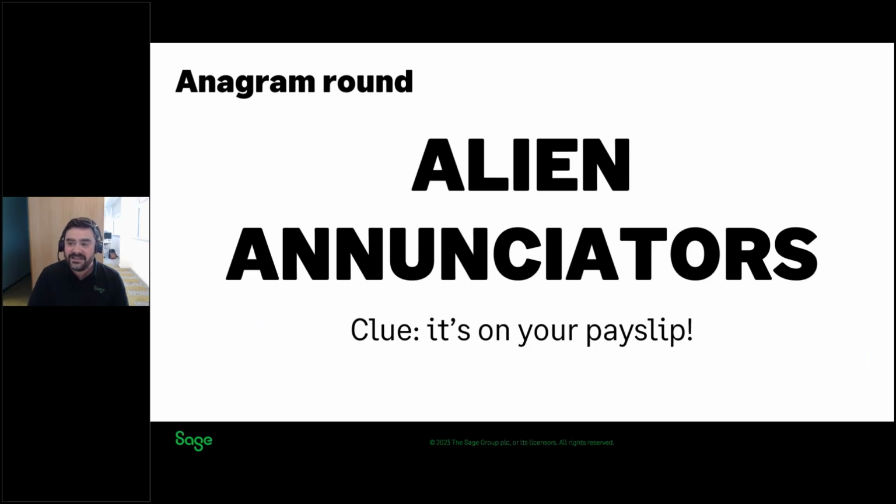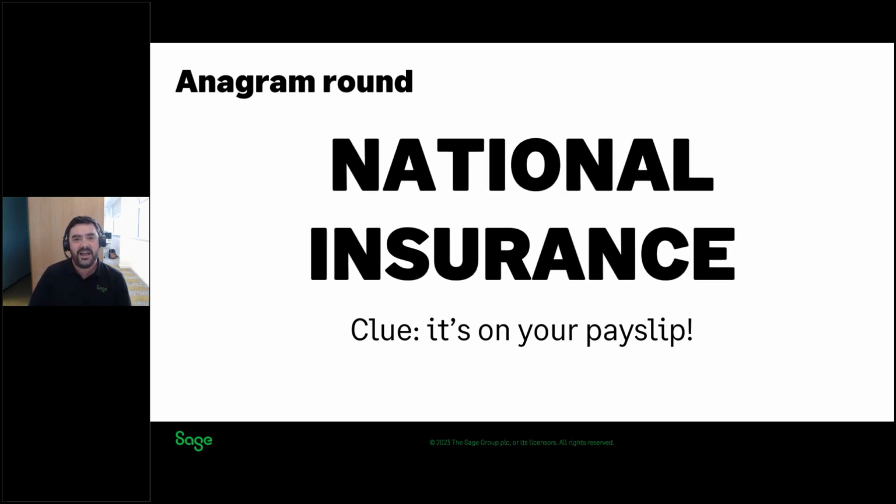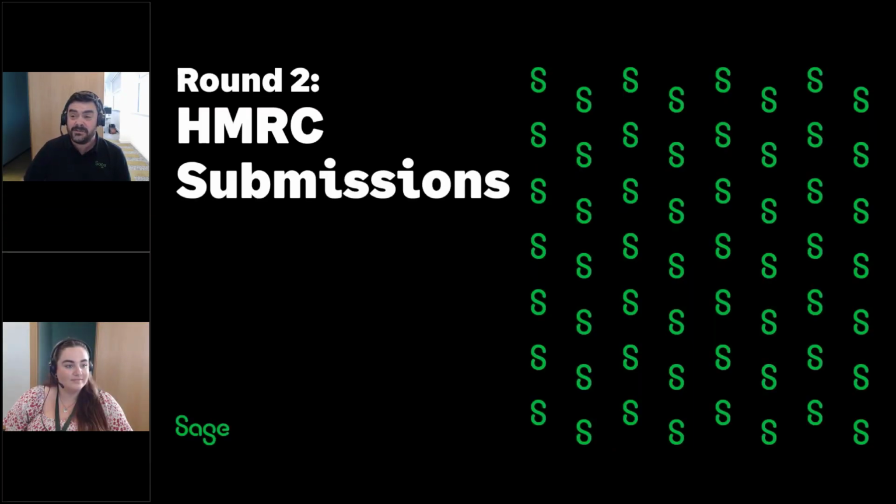Before we go back to Alice, let's have a look at the anagram. Did anyone get this? I don't know if we've had any answers in the chat. Nope. I'll put you out of your misery. Alien enunciators. It's on your payslip. Was actually national insurance. So well done to anyone who got that anagram at home. So that's your first round.